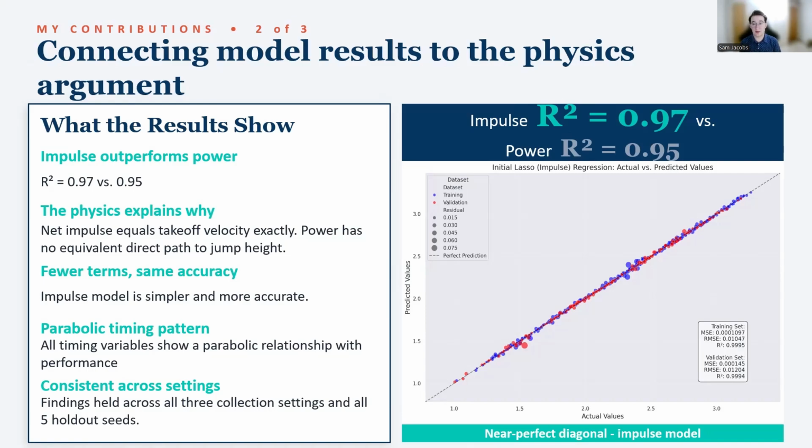Across all of these timing variables, we also found a parabolic relationship with performance. Best performers cluster near the vertex, suggesting that an optimal push-off duration does exist for each athlete. These findings also held across all of our collection settings and across all of our holdout seeds.